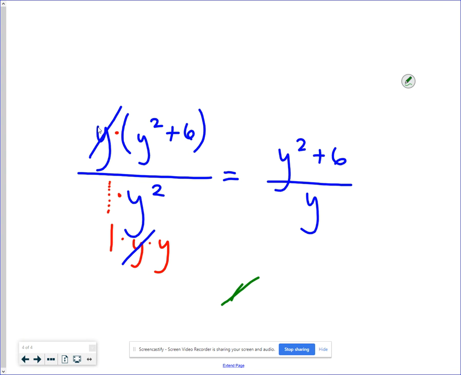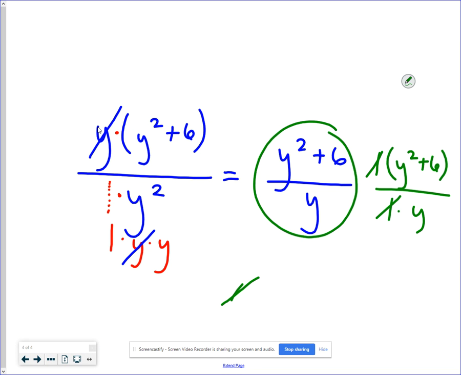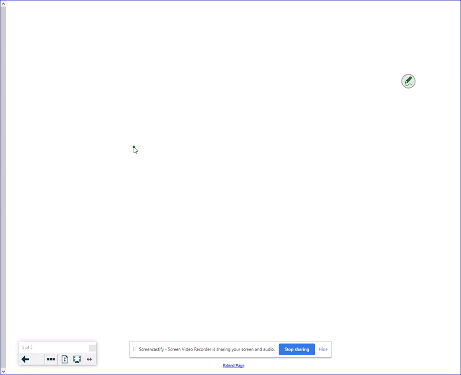So if you were to factor the top, this would be 1 times y squared plus 6. And the bottom would be 1 times y. And the only thing that would cancel would be 1s, and you still end up with the same thing. So this is your answer. If I gave you a problem like this and asked you to simplify it, you should be able to do it. Simplify it. X plus 3 over x.